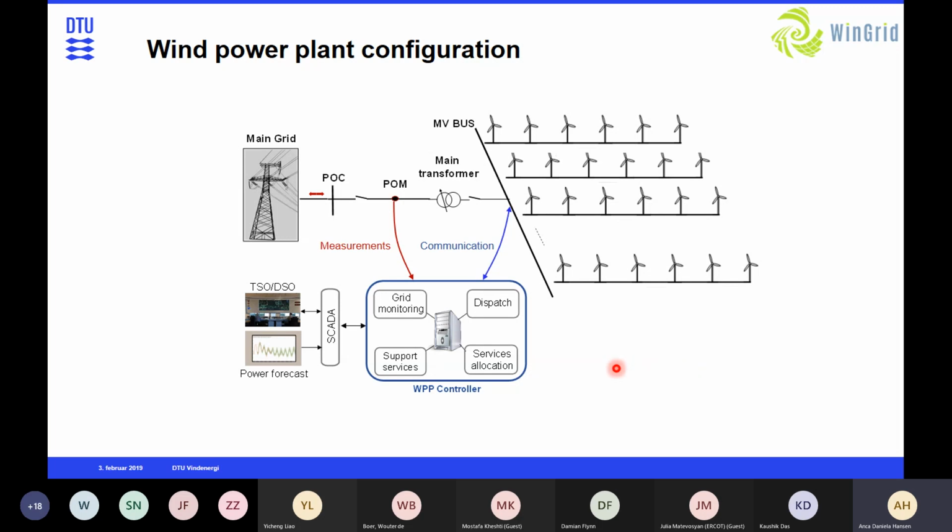Then we have the so-called support services, which contain different technical control functionalities, as I show you: balance, delta, frequency, and voltage control. And there can also be a services allocation block, which makes it possible to select, activate, or even combine sequentially or simultaneously multiple control functionalities with a specific weighting.